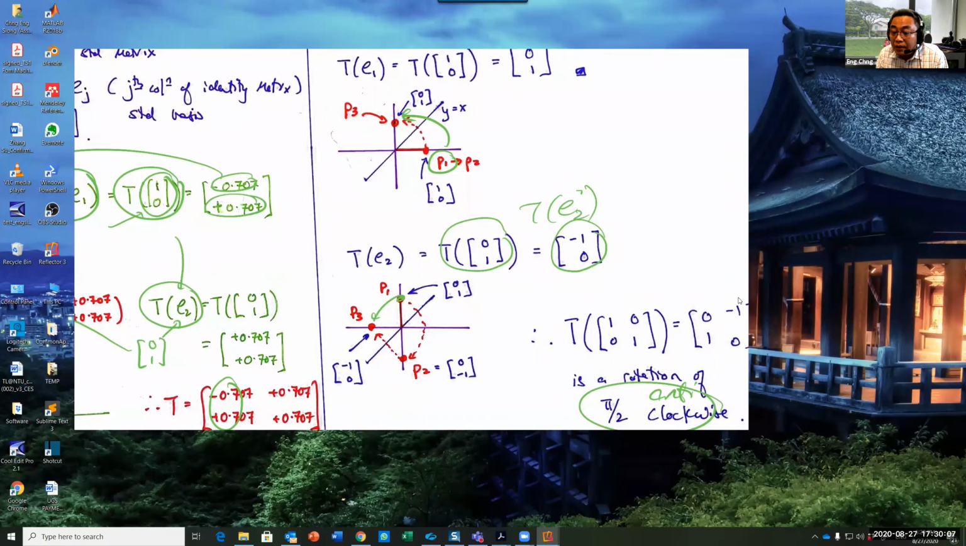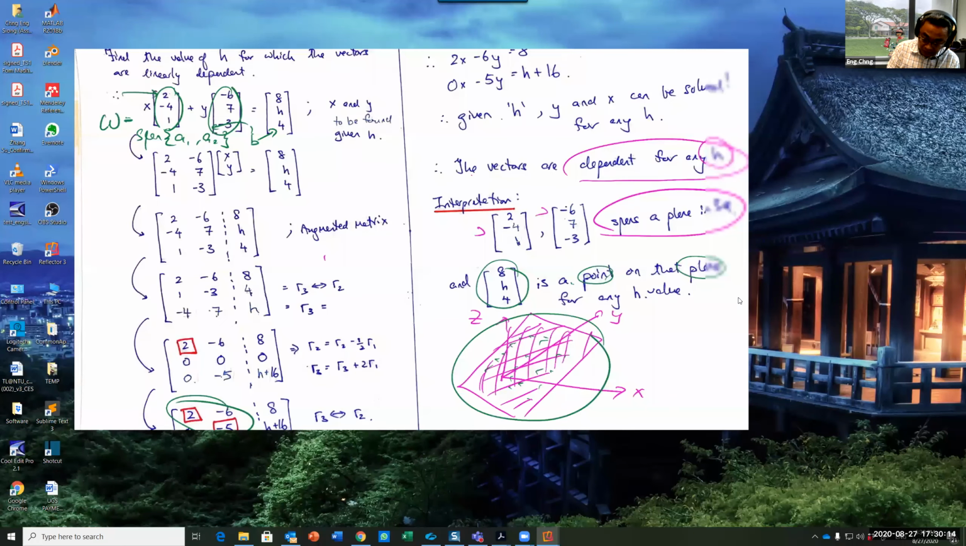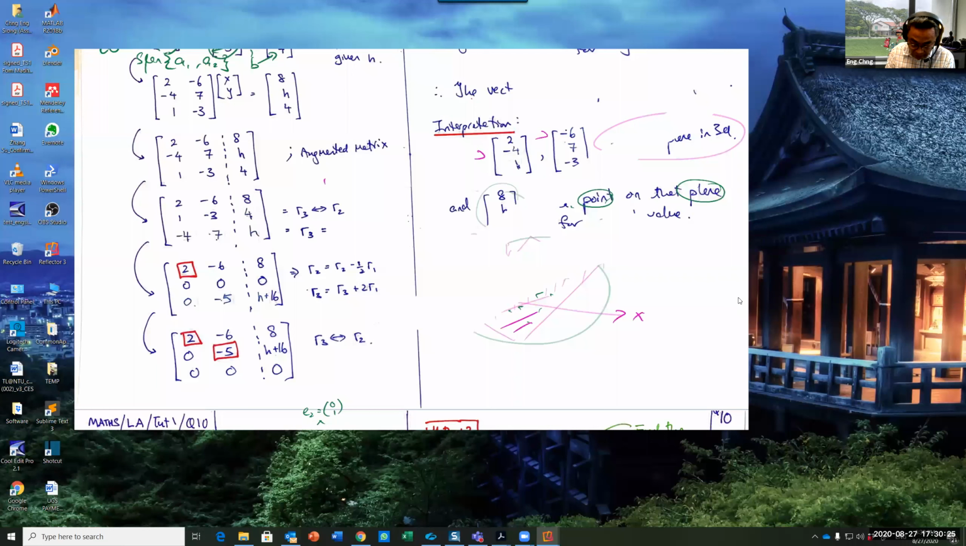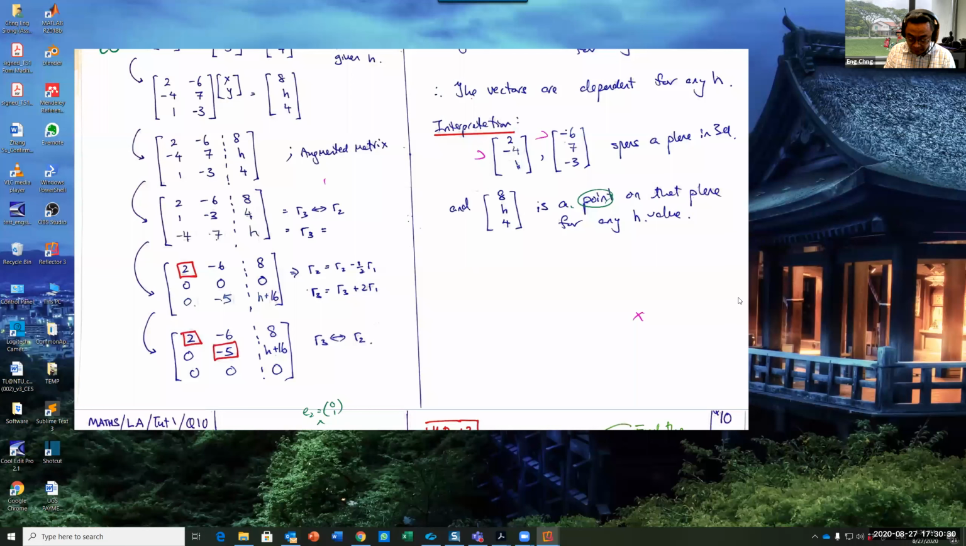Yes. Because the last row is all zeros, can I say that there are infinite solutions? Okay, first thing is this. The student asked, first, yes, you are right, the last row is all zeros. But can I say that there are infinite solutions? No, you can't.